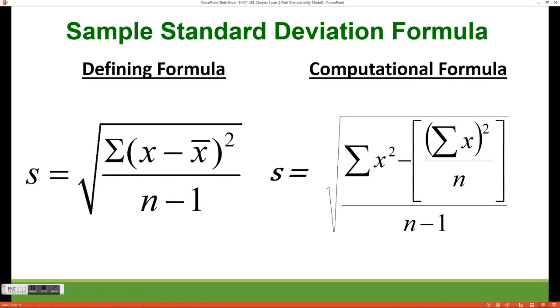There are two formulas to calculate the standard deviation, shown on the screen here. The one on the left is referred to as the defining formula, and the one on the right is called the computational formula. They both can be utilized to calculate standard deviation, and depending on how the data is presented to you, sometimes one is easier to use than the other. While they both look confusing and very different, they are actually the same formula, just written in different ways, and we will go through an example of how to use both of them.